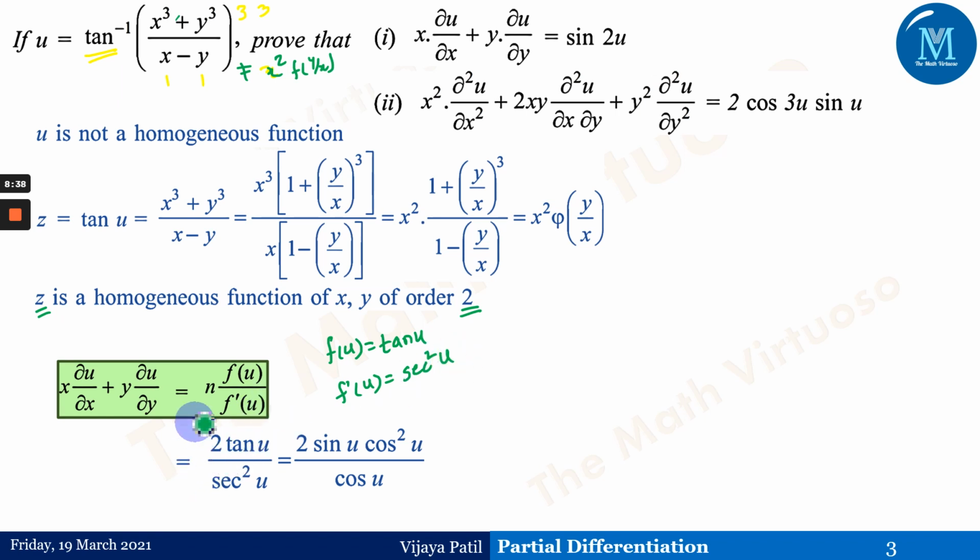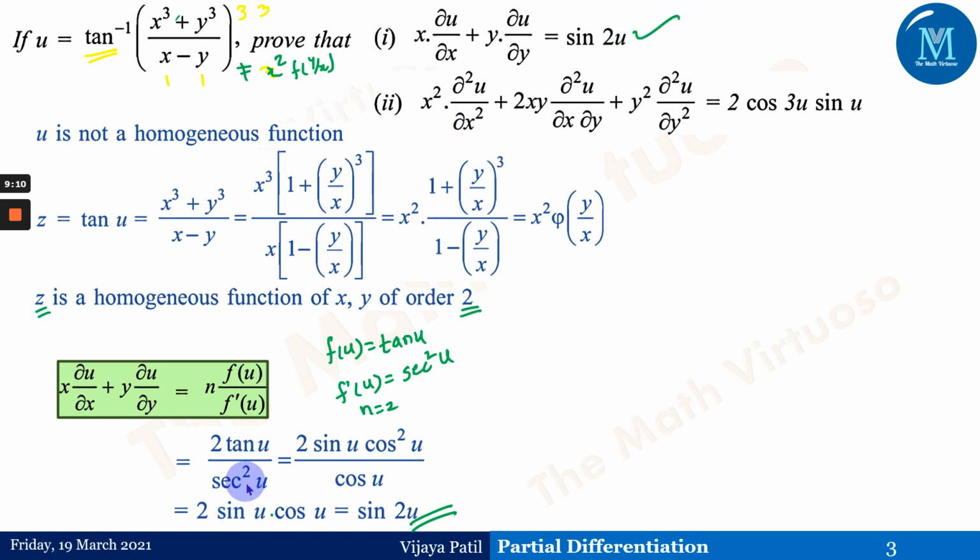And the degree is 2, so n equals 2. F of u is tan u, f dash of u is sec square u. So it is 2 times tan u upon sec square u. Now tan u we convert as sine upon cos, and sec square u is 1 upon cos square. If we simplify further, it gives 2 times sine u into cos u, which is equal to sine of 2u, and hence we have got the first part of this particular question.